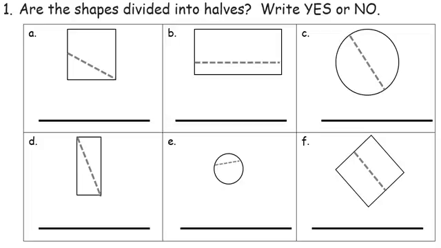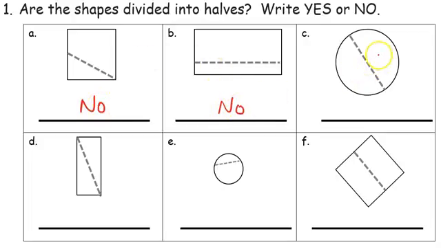Write yes or no. Well, you can see that each of the 6 shapes have been divided into 2 pieces, but in order for them to be considered halves, they would have to be 2 equal pieces. So we can look at each shape and ask, are the 2 sides equal to each other? So the first shape would be no. Second one would also be no.